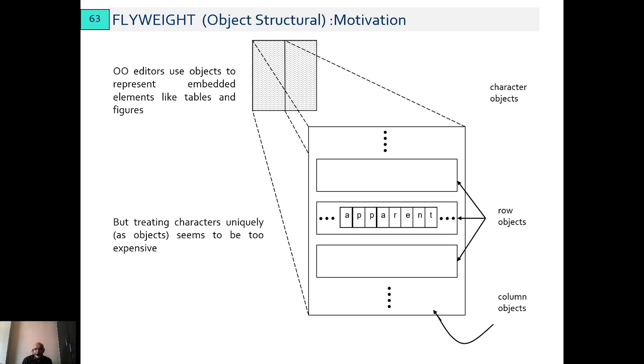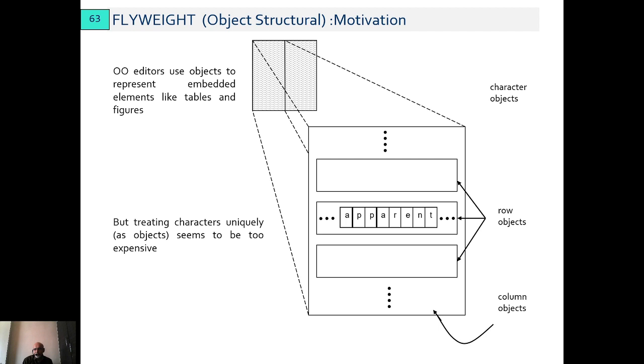OO editors use objects to represent embedded elements like tables and figures. That is object characters. You can have row objects and column objects, so unique distinctions of row and column objects. For that you can adopt one strategy: create a tiny object only to hold a particular character set or a string, which again has limitations. Now here, what does the spelling look like?